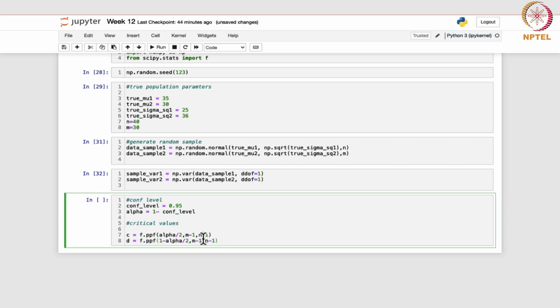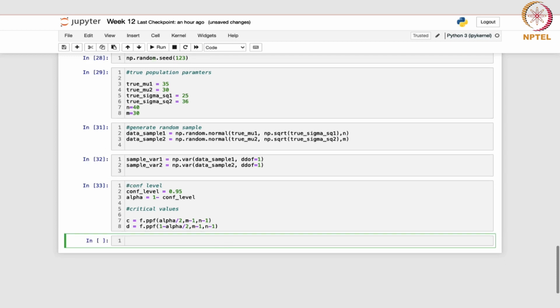So these lines will calculate the critical F values. C, in this case, will calculate the critical value for C, and this one will calculate the critical value D for the upper bound of the confidence interval. Okay, now we will use these critical values to construct the confidence interval for the ratio of two variances.